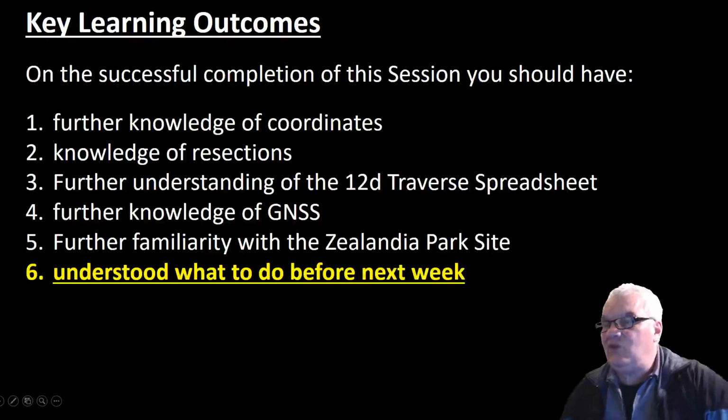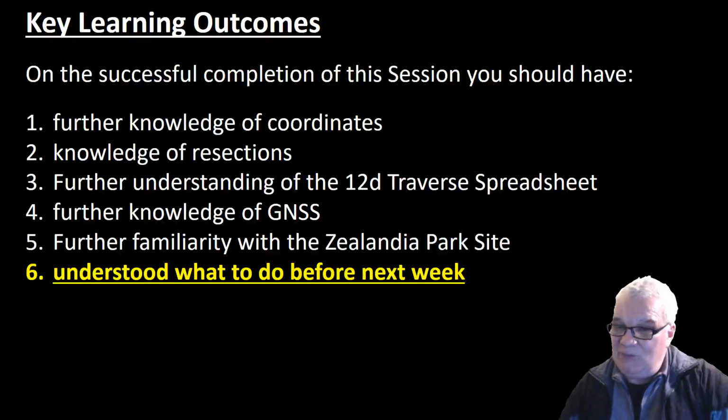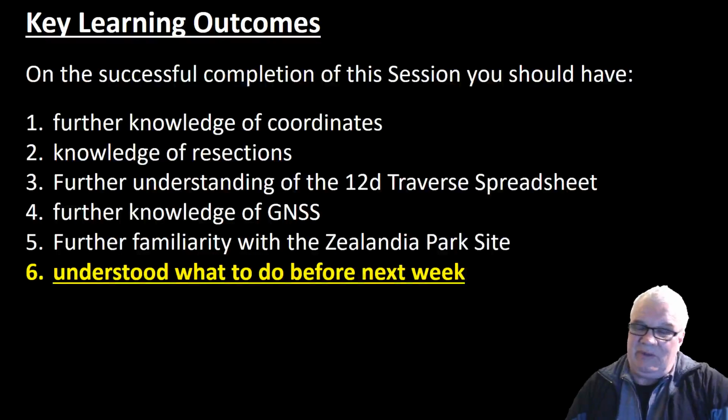On successful completion of this session, you should have further knowledge of coordinates and of resections. That's by way of the theory. So we'll perhaps talk a little bit about resections in due course. Further understanding of the 12D Travis spreadsheet, further knowledge of GNSS, and further familiarity with the Zealandia Park site. So we're slowly building up more and more knowledge about Zealandia Park.